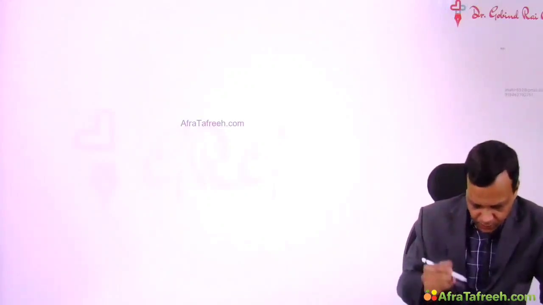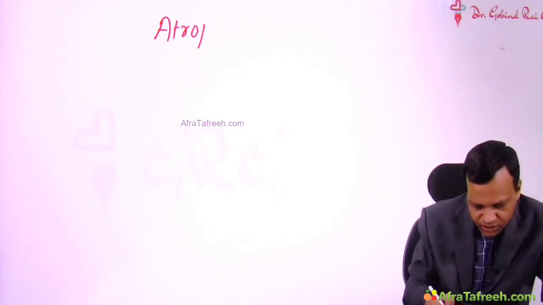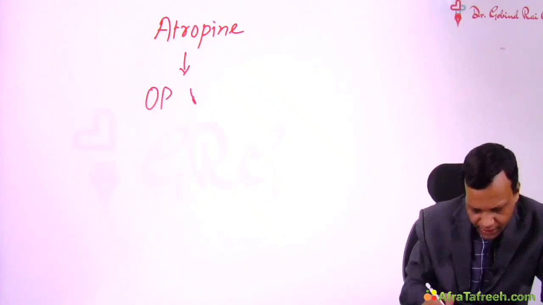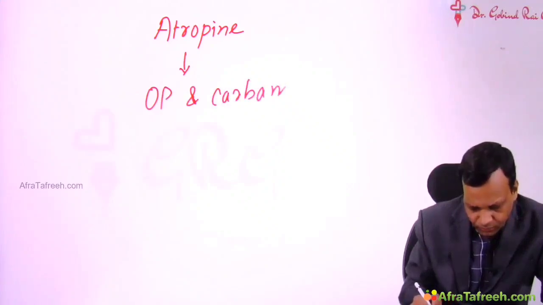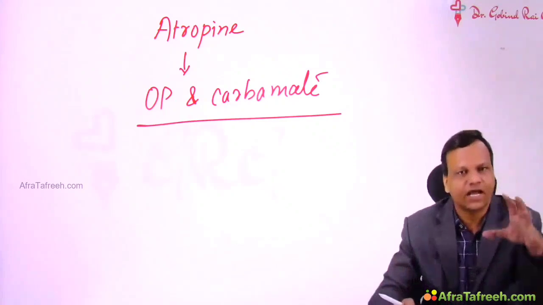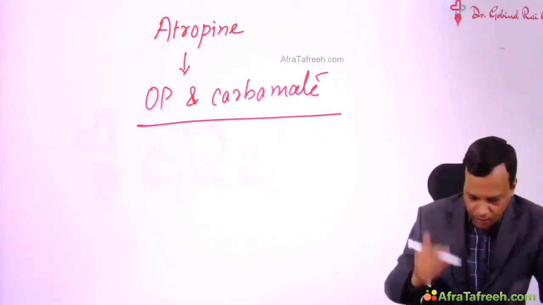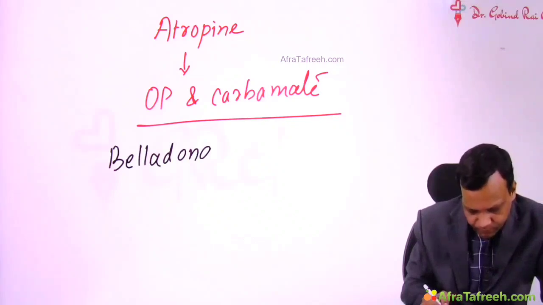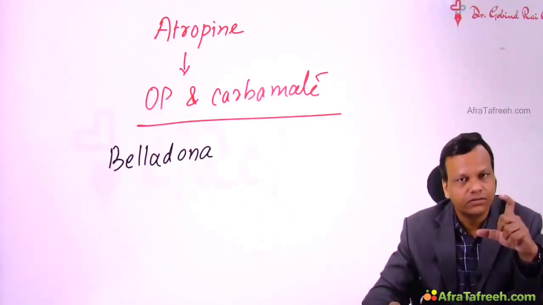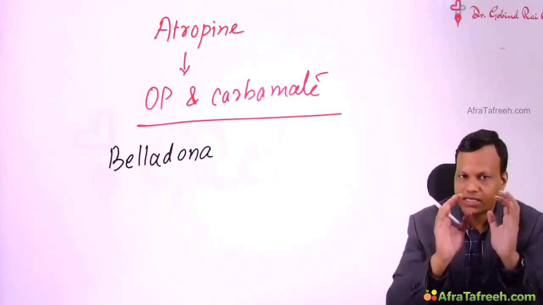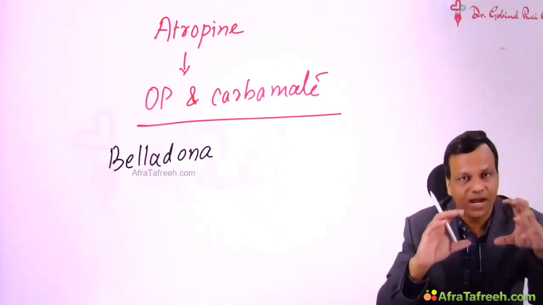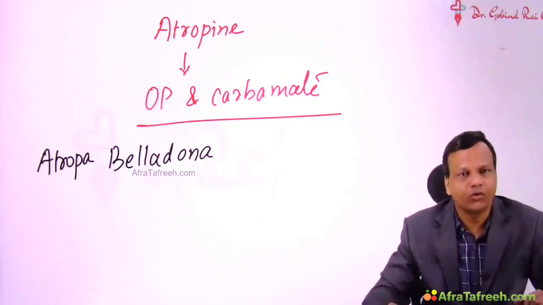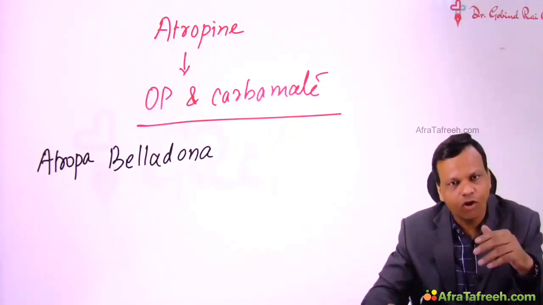Lastly, anticholinergic drugs can be used for treatment of some poisonings. We already discussed atropine is a drug of choice for which poisoning? Yes, it is the drug of choice for organophosphate and carbamate poisonings. Now, important thing, what is the drug of choice for belladonna poisoning? Read carefully. Before answering this question, look at the full name of belladonna. Belladonna is a plant. The full name is Atropa belladonna. So belladonna is a plant from which we obtain atropine.